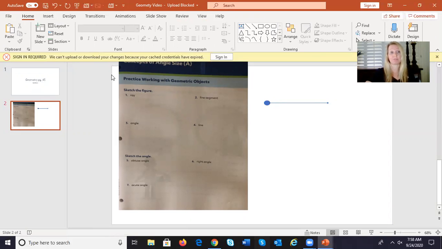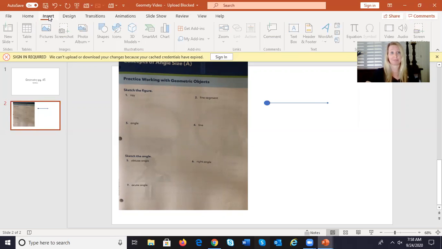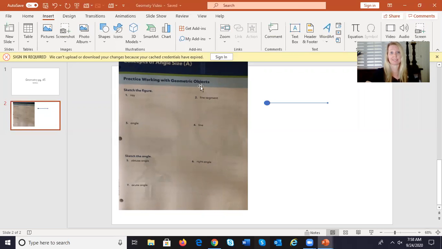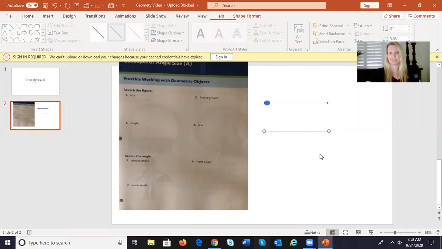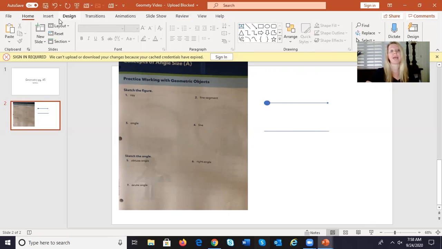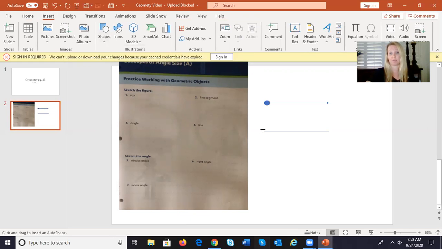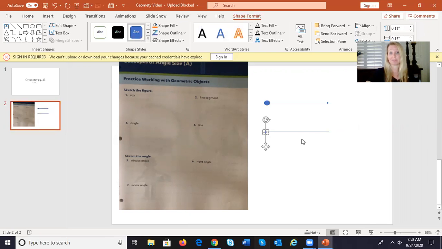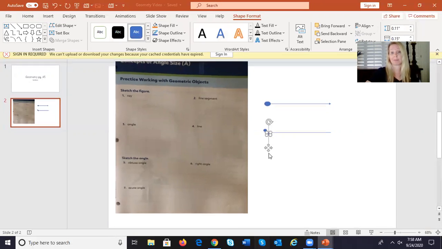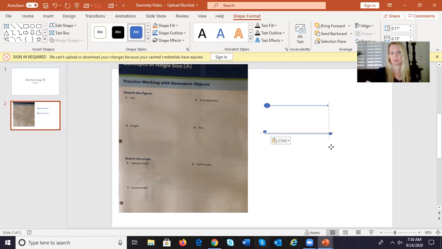Take a look at the next one. Number 2 says line segment. So we hear that word line in line segment, and a line segment has a line, and it has 2 endpoints. So a line segment would look like this. Here's my line, and then I need to put my 2 endpoints. So I'm going to insert 2 little dots here at the end for my endpoints. So line segments look just like a line. We hear that word line in it, but it has endpoints, and the endpoints mean that it stops. So a line segment is going to stop at these 2 points, okay?